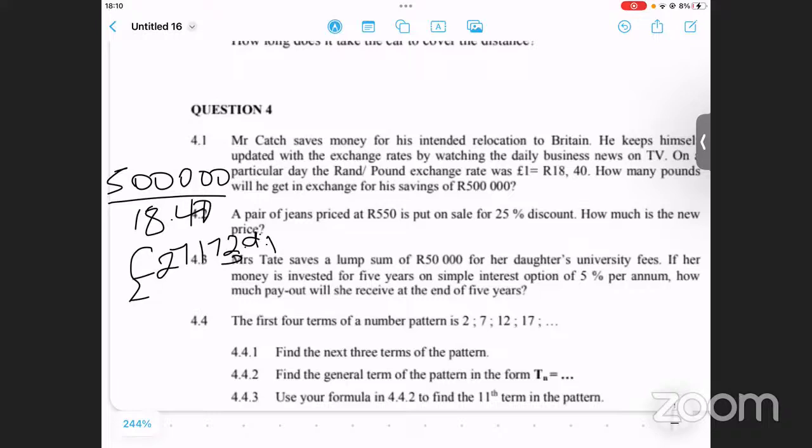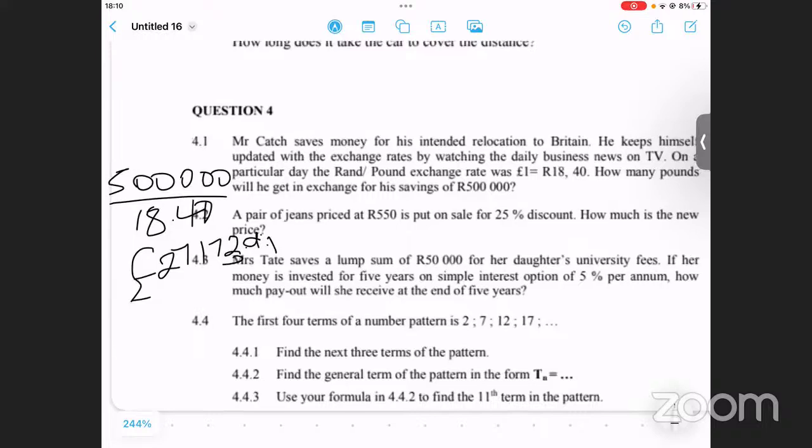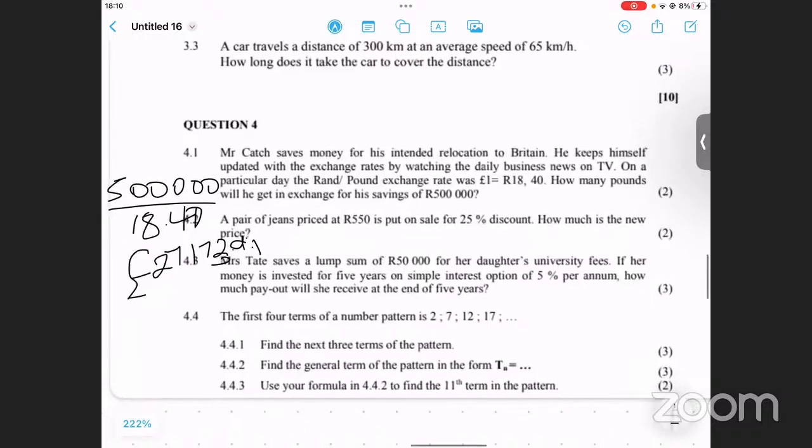Then 4.2 says a pair of jeans priced at 550 is put on sale for 25% discount. How much is the new price? A pair of jeans priced at 550 is put on sale for 25% discount. How much is the new price? I think I saw Bikanyo in here. Bikanyo, how are we going to answer this question here? It's also 2 marks.